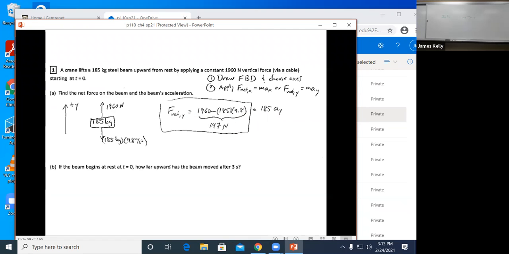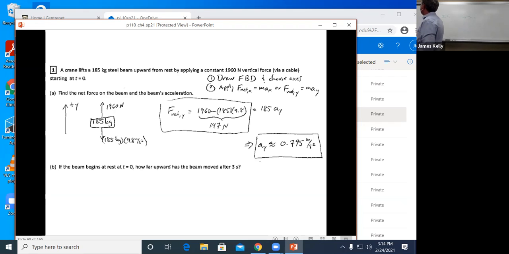Oh, I guess I'm boxing that because I also was asked to find the net force. So the net force is 147 newtons. It's going upward because its y component is positive and not negative. And find its acceleration. So then I divide that number by 185 and I get 0.795 with a plus sign in front of it. The plus sign means its acceleration is positive y. It's in the positive y direction. So if it's starting from rest, it's accelerating up faster and faster and faster in the upward direction.